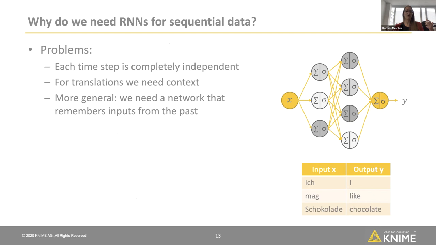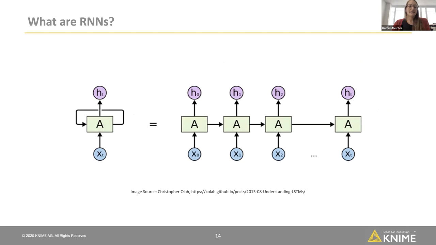So we don't have any context information. And for example, for translation, we do need this context information. Or more generally, we need a network that remembers inputs from the past when we have sequential data. And the solution for this are these recurrent neural networks, because they can remember inputs from the past and add context information.